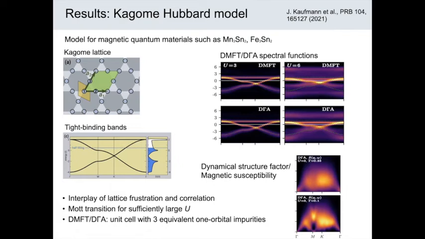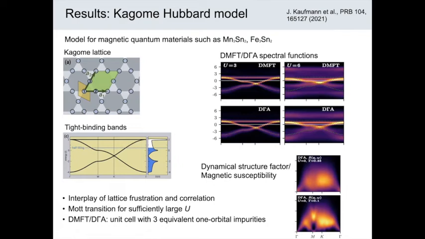So here in the first figure, indicated with the A, it shows you this Kagome lattice, which consists of these hexagons and triangles. The green area shows you the unit cell, and the 1, 2, 3 indicated are the three atoms in the unit cell. And below you can see the tight binding bands. It's basically three bands, and they belong to the three atoms in the unit cell.